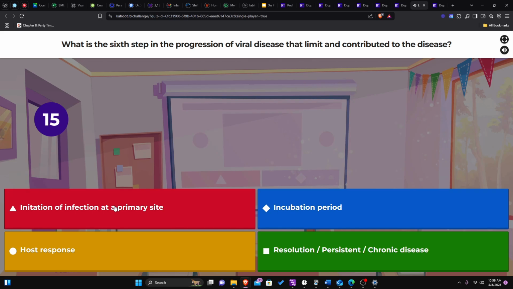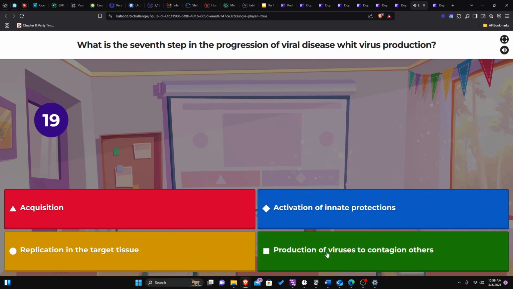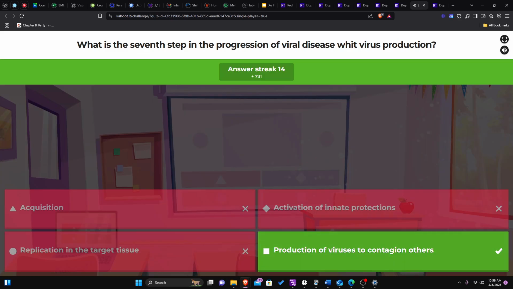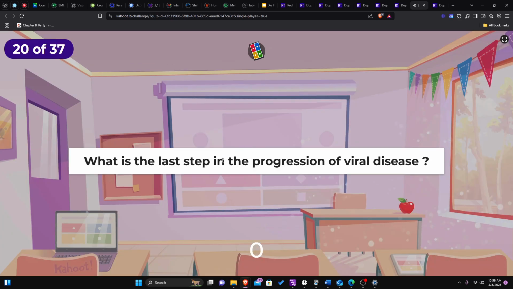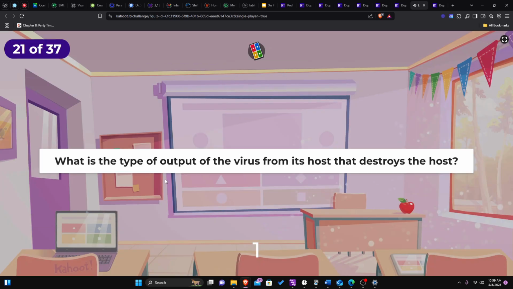Initiation of infection. Primary site should be 2nd step. 4th step, 8th step. 7th step is the contagious to others. 1st step. 5th step. Third step. Last step is the resolution one. Fourth step, sixth step, second step. Let's keep on going.